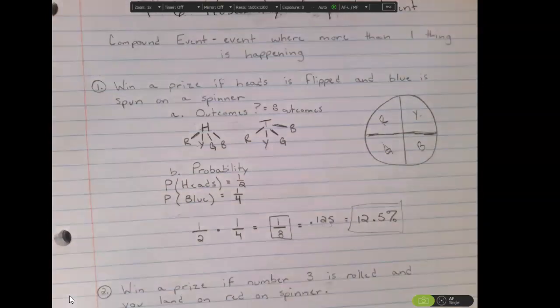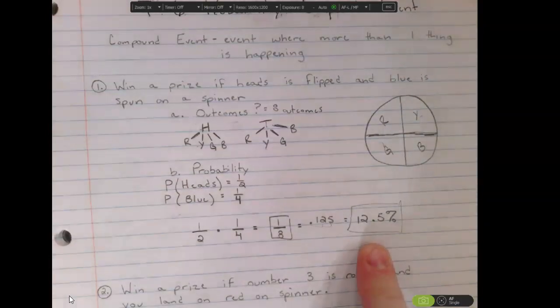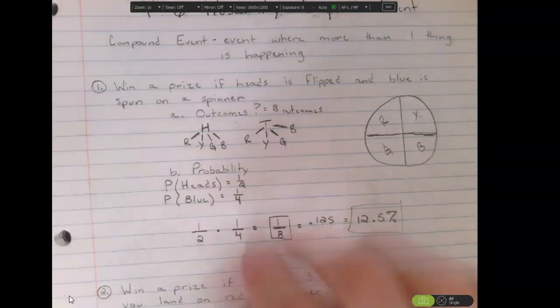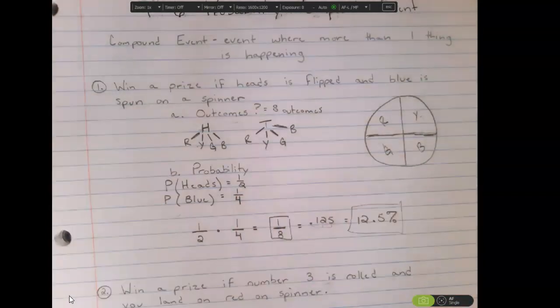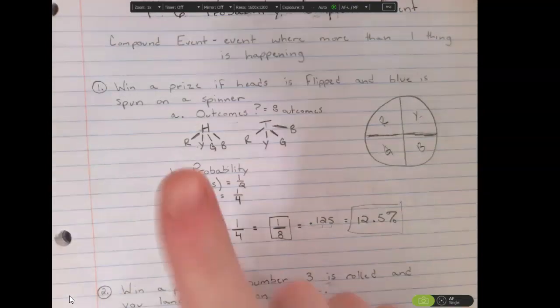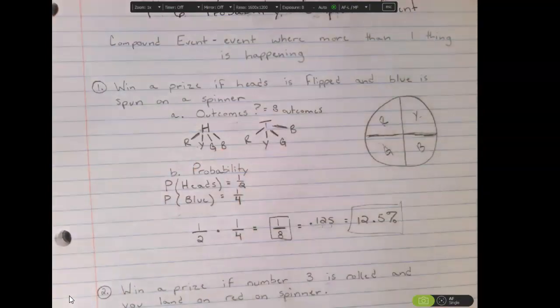But this is how we find probability, guys. Probability, we're looking at a percentage. I'm finding the probability of my individual things and then just multiplying them together. So if you know how to multiply fractions, if you know how to find the probability of one thing happening, you can do these without a problem.